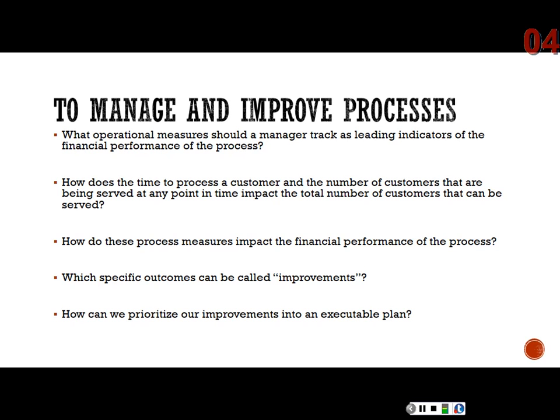So how does the time to process a customer and the number of customers that are being served at any point in time impact the total number of customers that can be served, right? Which specific outcomes can be called improvements? And how do those process measures impact the financial performance of the process? And how can we prioritize our improvements into an executable plan? So those are things that as we go through the next 3 chapters in particular, 3, 4, and 5, we're going to look at how do we measure the process that we have, which you're going to apply to your projects, right?